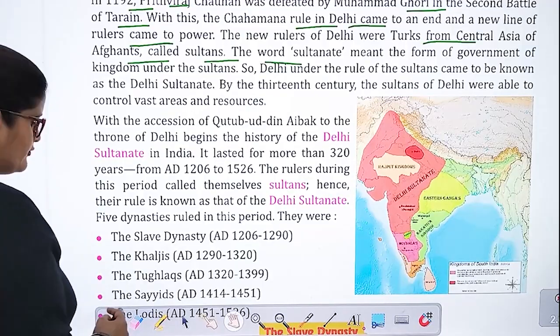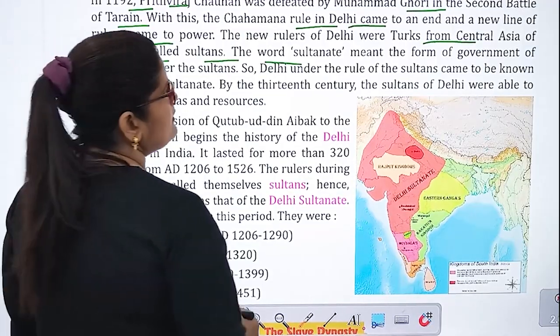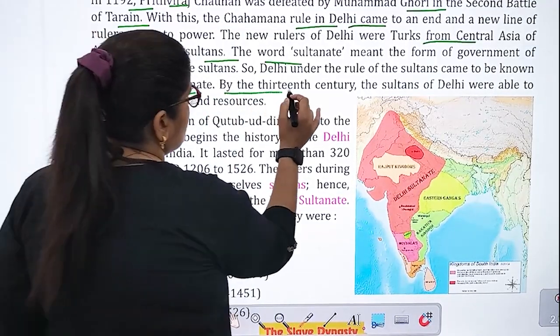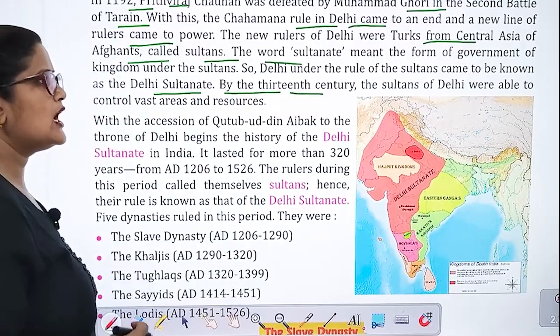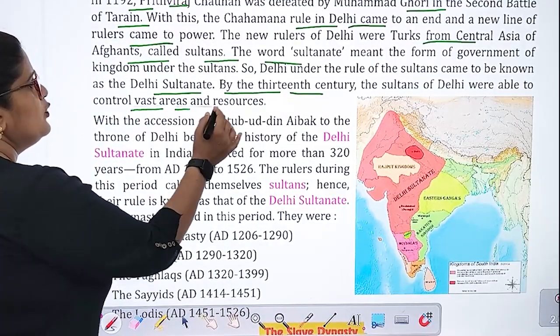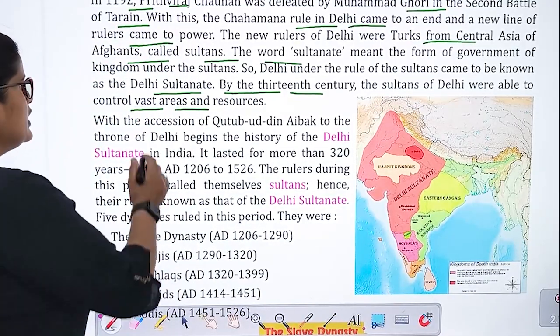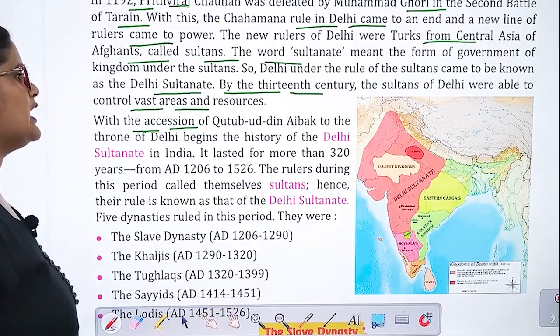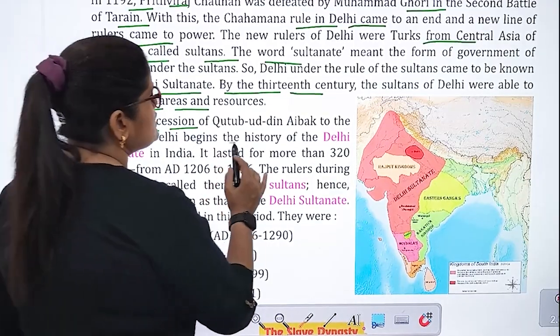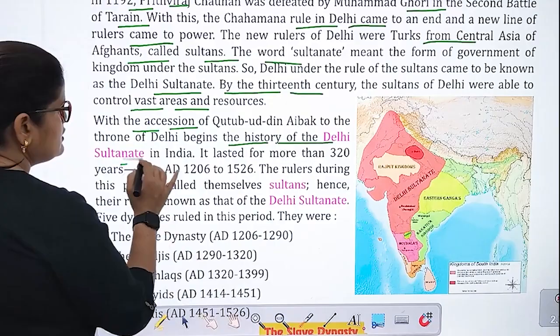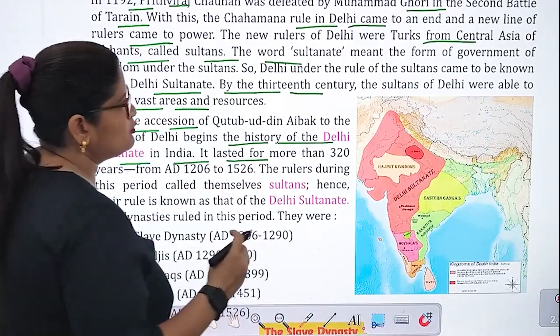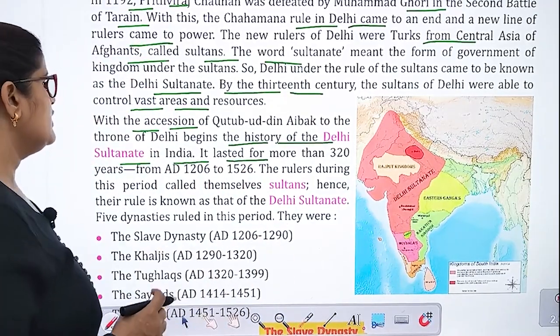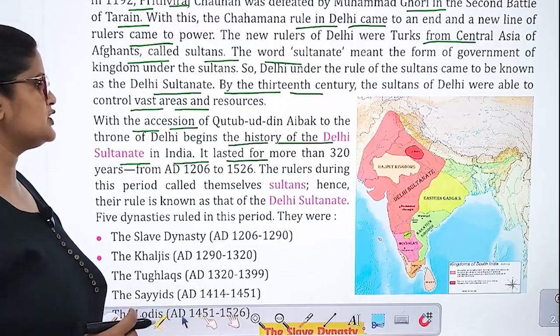Delhi under the rule of the sultans came to be known as the Delhi Sultanate by the 13th century. The sultans of Delhi were able to control vast areas and resources. With the accession of Qutbuddin Aibak to the throne of Delhi begins the history of the Delhi Sultanate in India. It lasted for more than 320 years, from AD 1206 to 1526.